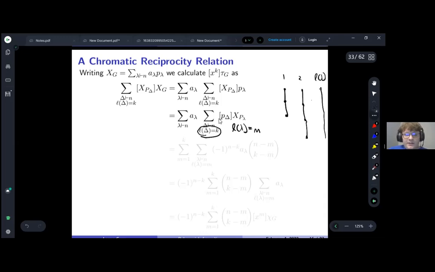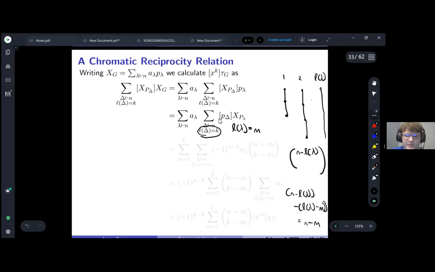Since we're summing over all of these partitions, all of the p_lambda that have length k, basically what we're saying is we have here length of lambda components, and we want to have length of delta components. So in particular, we just need to delete some edges. Here we have n minus length of lambda edges. And we need to delete enough of these edges so that we have exactly m components. It's not hard to check that then this number that we need is going to be length of lambda minus m, basically, because then we're going to get n minus m edges and m components.